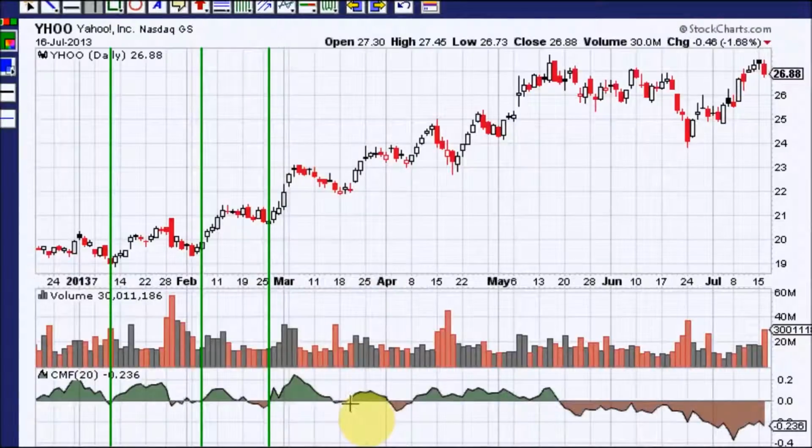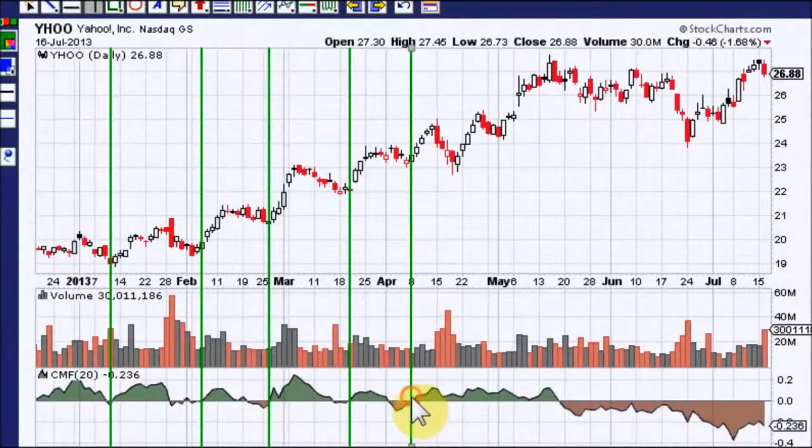Okay, same thing here. It dips below zero, well within the minus 0.05 buffer zone, crosses back up through zero, and the stock goes up. This time it dipped well below the zero line, probably just below the minus 0.05 buffer line, but then crossed back up through it, and the stock went up.